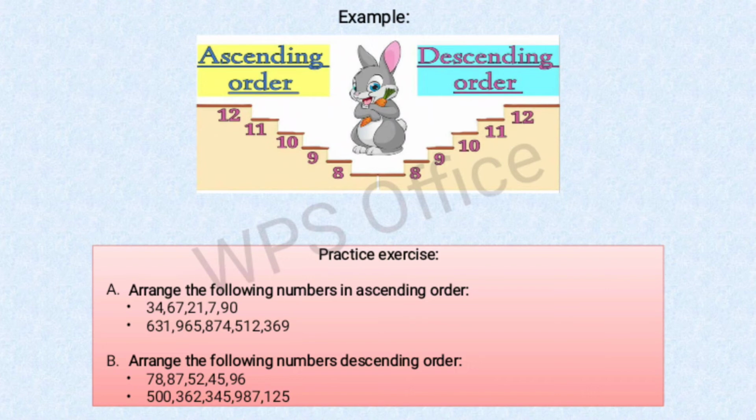In the first question, please arrange the following numbers in ascending order. 34, 67, 21, 7, 90. What will be the correct ascending order for these numbers? 7, 21, 34, 67, 90. Now, who have completed the second question? Yes, the correct ascending order will be 369, 512, 634, 965.